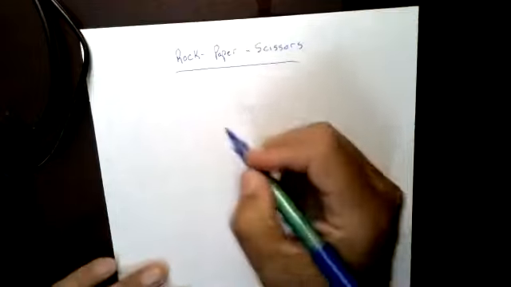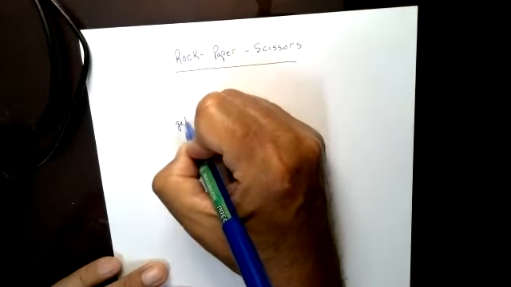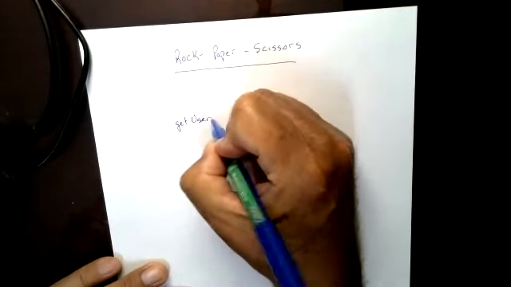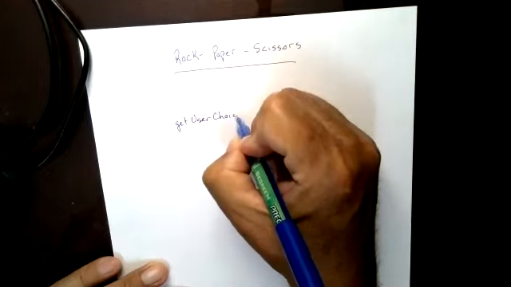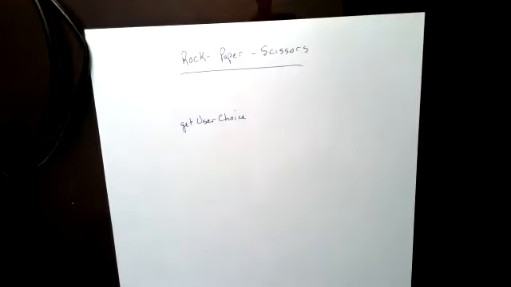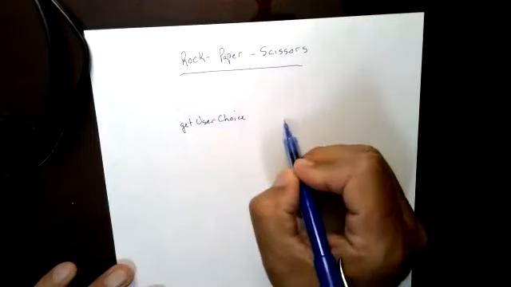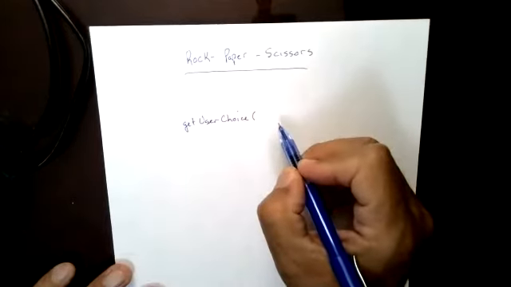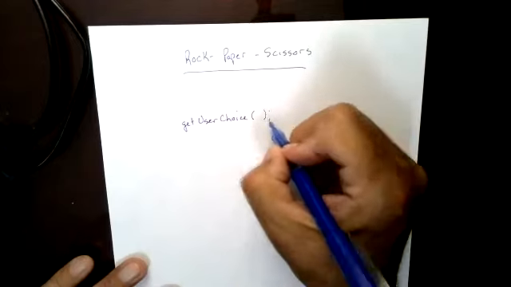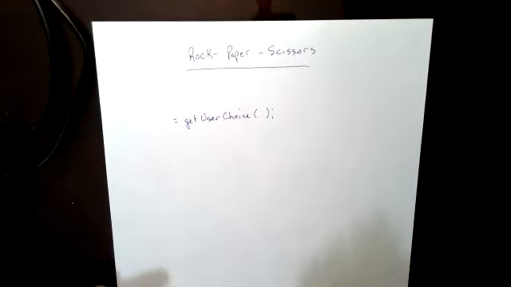The first one is get user choice. Tell me about that method. Will I have an argument going in? No. Will I be returning something? Yes. What would you like me to return? The user's response, user choice or something. What data type would you like that to be? Character.